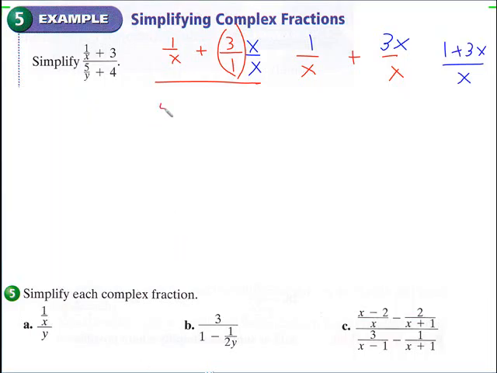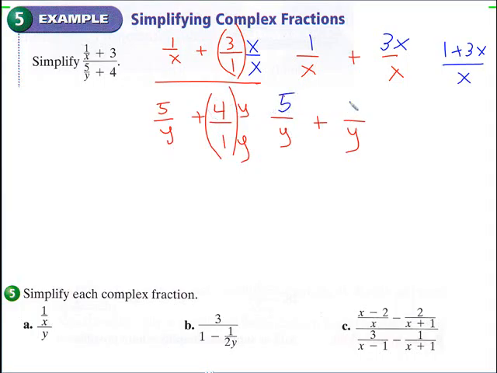So the bottom, we have 5 over y plus 4. So let's put a 1 underneath here. Our common denominator is going to obviously be y. So you need to multiply this right here by y. This already has a y, you don't need to do anything, so that's just going to be 5. 4 times y is 4y. So the bottom of the fraction is going to be 5 plus 4y over y.